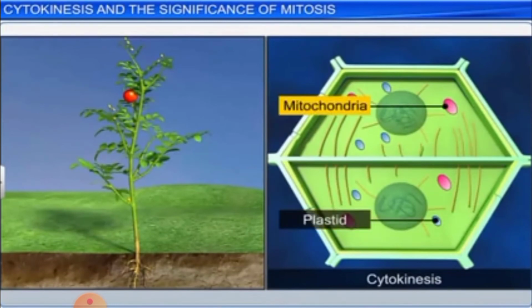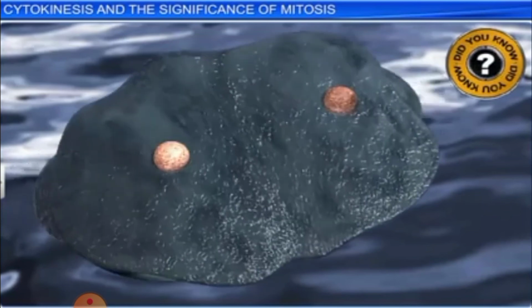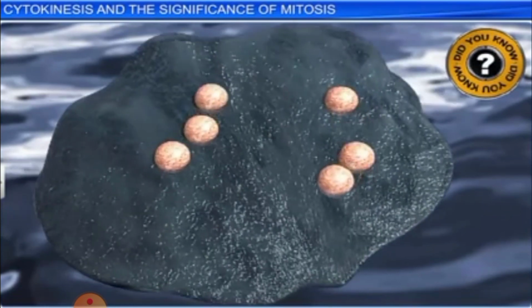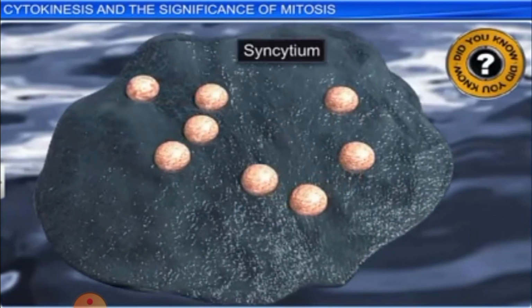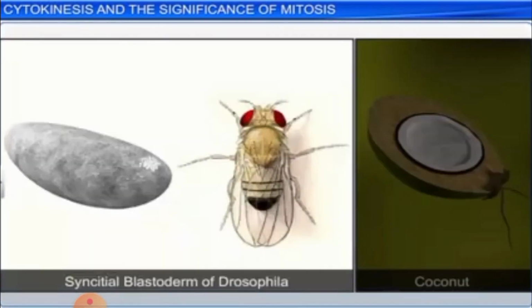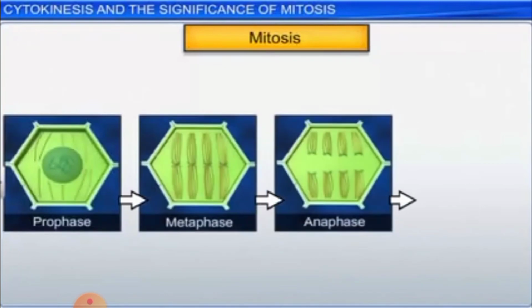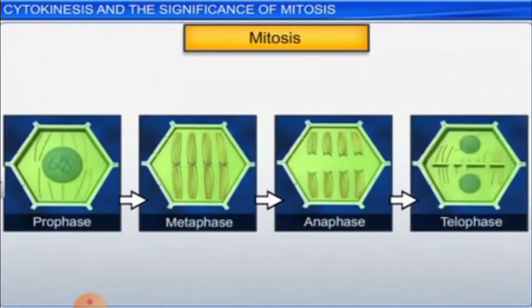The mitochondria and the plastids are equally redistributed. Now, in some cells, the division of nucleus is not followed by the division of the cytoplasm, and cell membranes are not formed, as in the case of the embryonic stage of Drosophila and the liquid endosperm of coconut. Here, this is known as the syncytium.